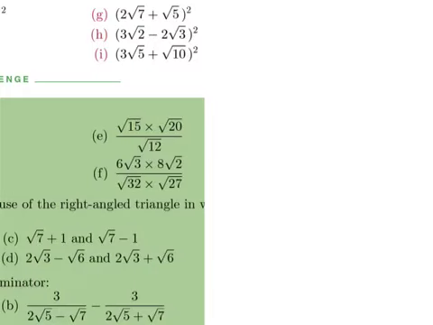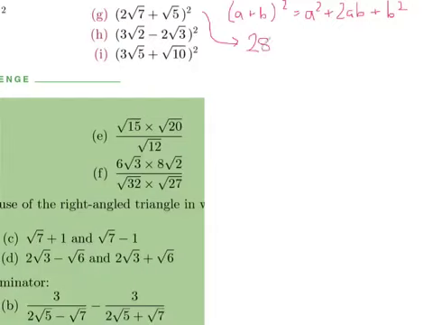Question 8. Here we're using the squared trick. So we know that a plus b squared equals a squared plus 2ab plus b squared. So you square the first, multiply them and double, square the second. Okay, so with this one, 2 root 7 squared is, well, 2 squared is 4, root 7 squared is 7, so 4 times 7 is 28.